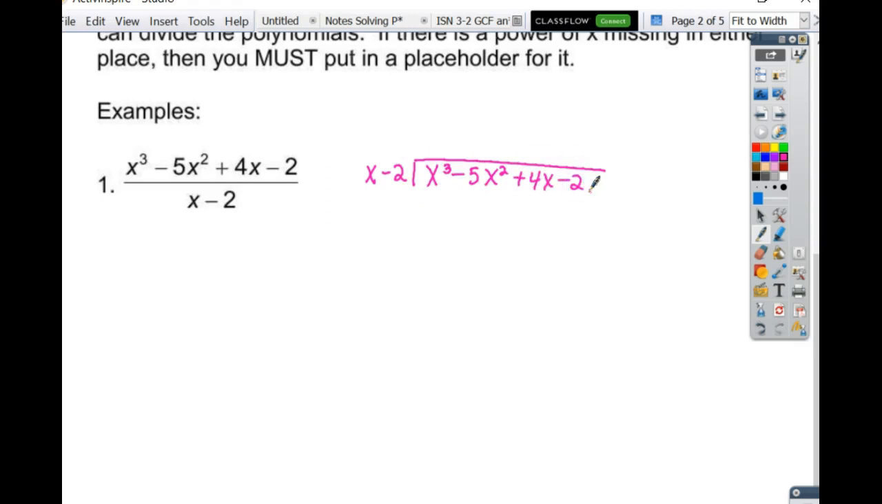So I'm going to start the same way every single time. I'm going to take x cubed. I'm going to take the first term right here and divide it by the first term here, which gives me x squared, which means I'm putting the x squared right here.